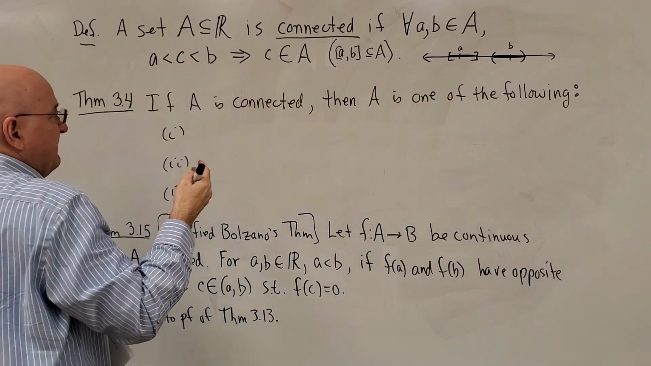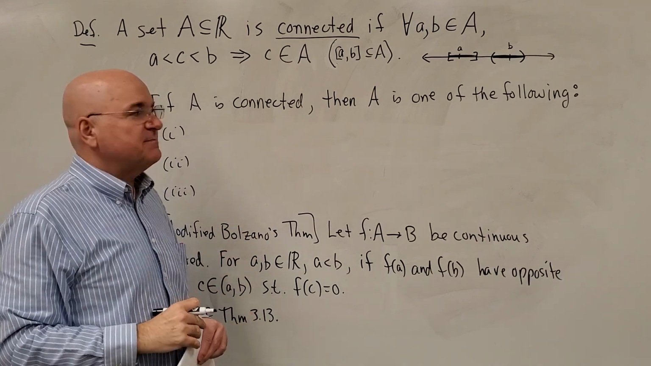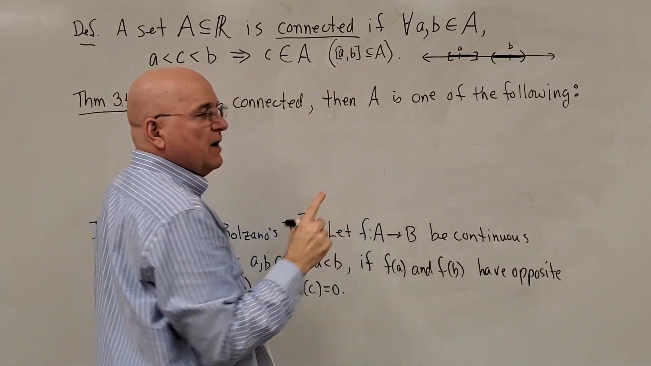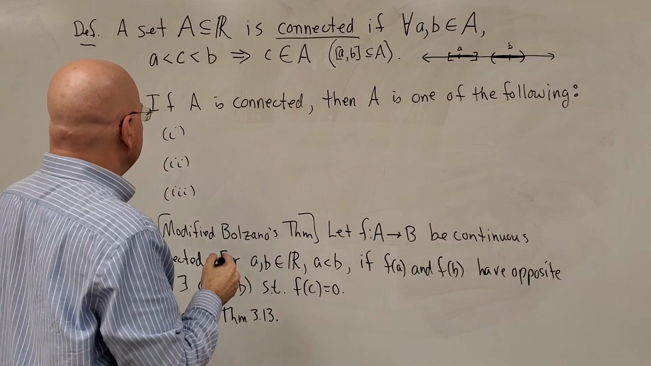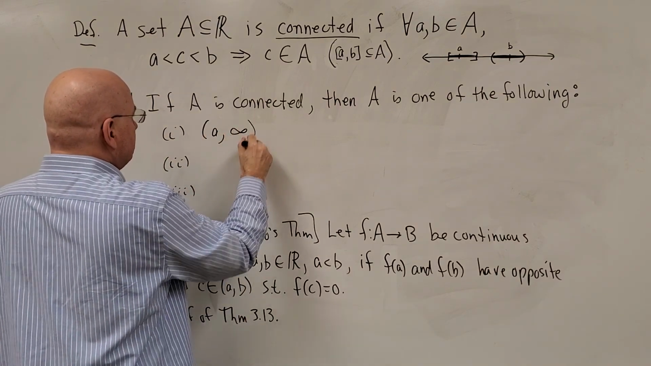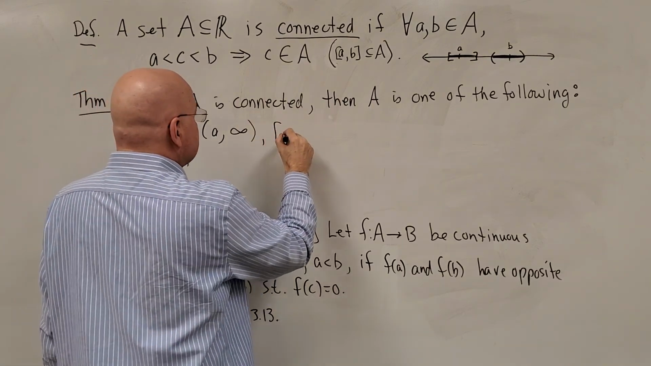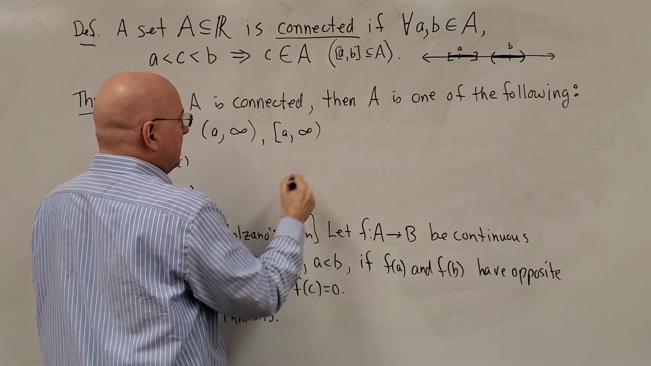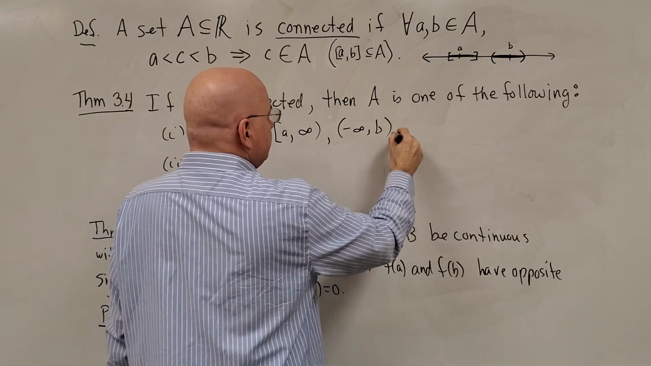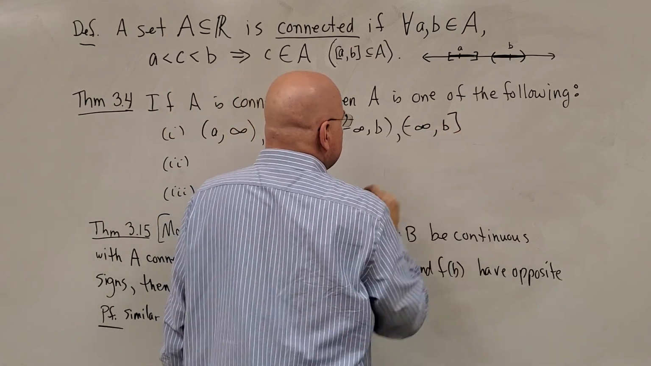Well, theorem 3.14 goes into more detail about what I just mentioned. If A is connected, then A has one of the following forms. It could be the interval from A to infinity, or the closed interval from A to infinity, or the interval from negative infinity up to B, or from negative infinity up to B including B.